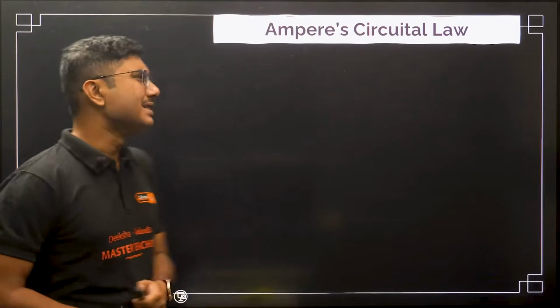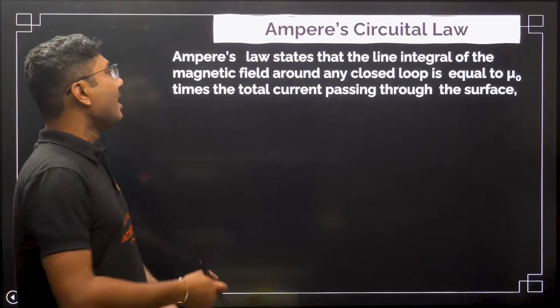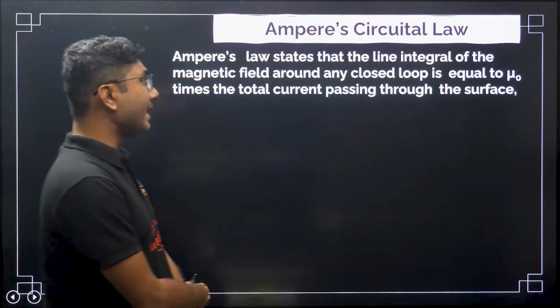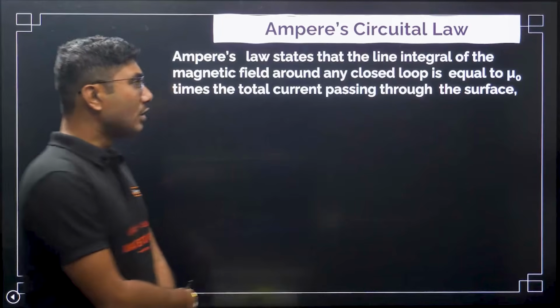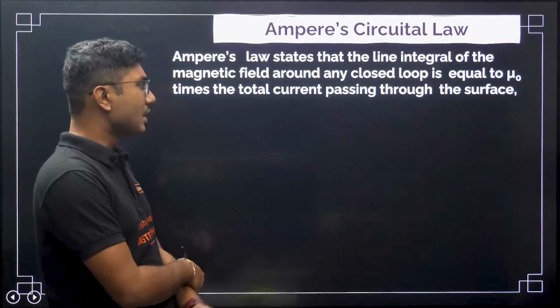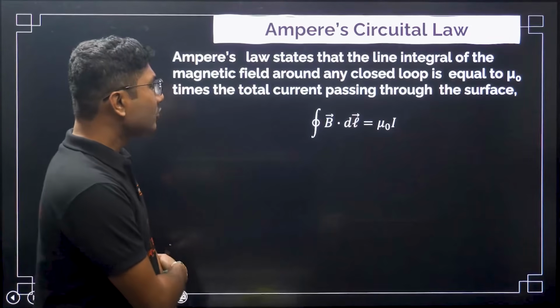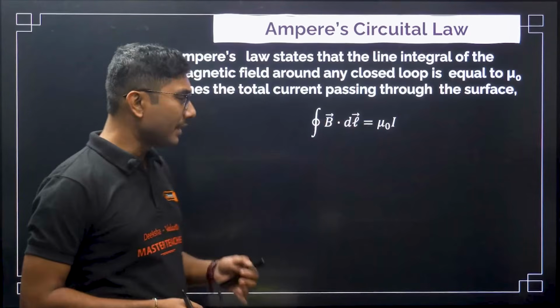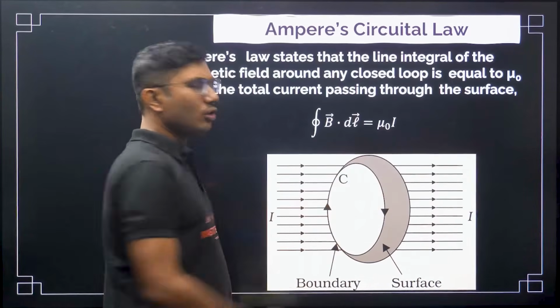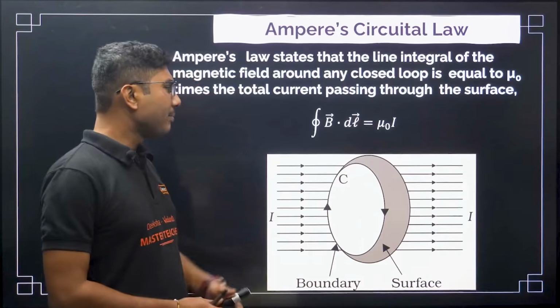Very simple, easy law. It states that the line integral of the magnetic field around any closed loop equals mu naught times the total current passing through the surface. So basically, what is the meaning of that? It is the mathematical statement. If you see the diagram, suppose we have a loop, it is called an Amperian loop.